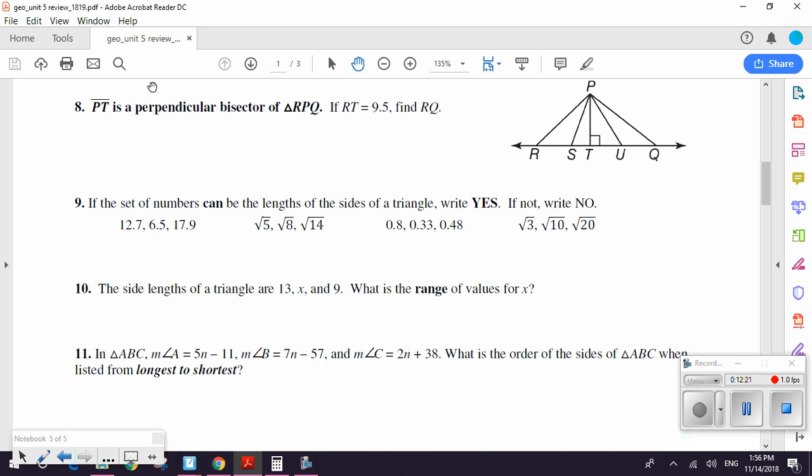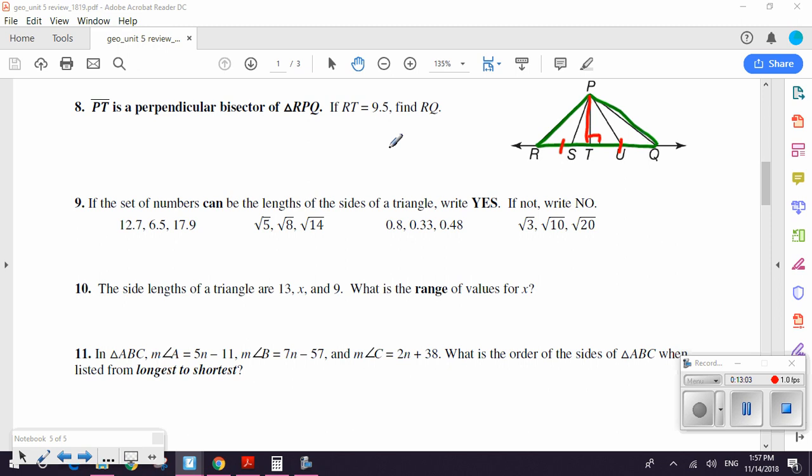Number 8, PT is a perpendicular bisector of triangle RPQ. So RPQ. So it's the biggest one we have on this diagram. PT is the segment of interest right here. So what does a perpendicular bisector need? It needs to be perpendicular. So there's my 90-degree angles, and it needs to bisect. So that means T is the midpoint of R to Q. So RT is congruent with TQ.